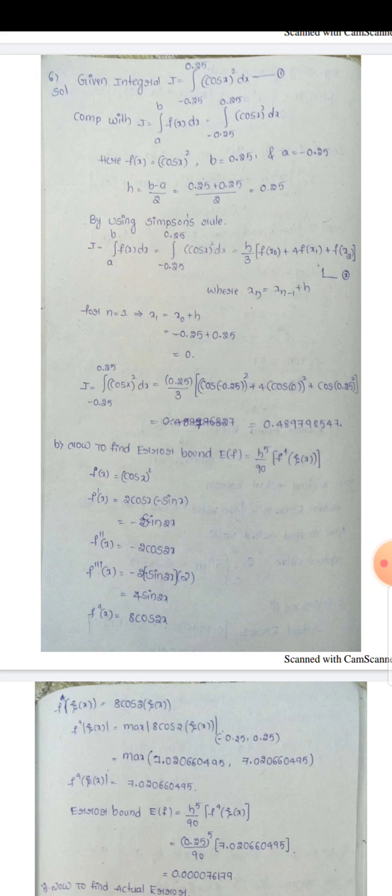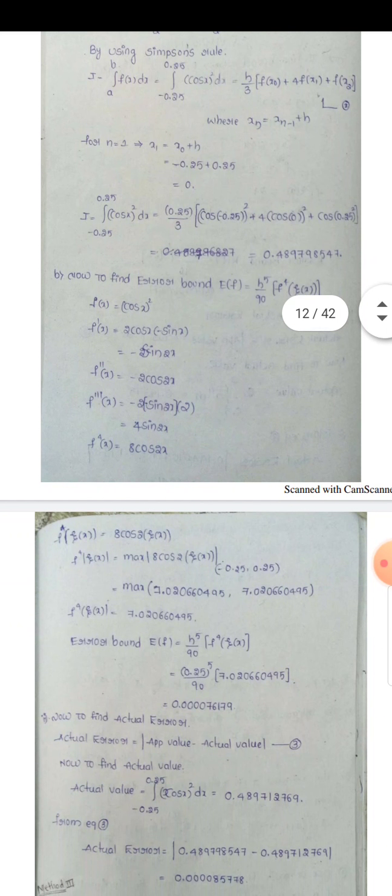Equals h power 5, where h is 0.25, power 5 by 90 into the fourth derivative, which is 7.020660495. After simplifying we get the value equal to 0.4076179. Now to find the actual value, actual error equals the approximate value minus the actual value.